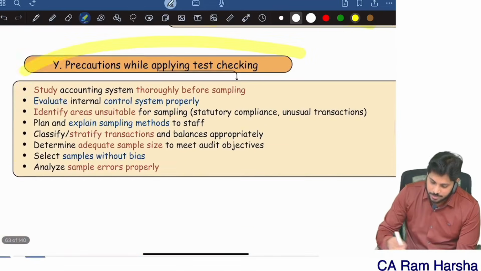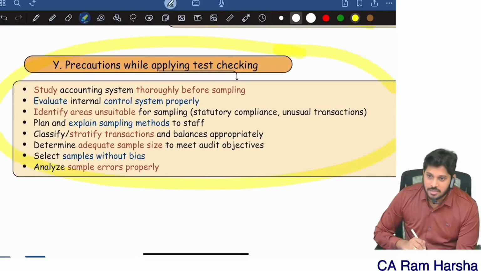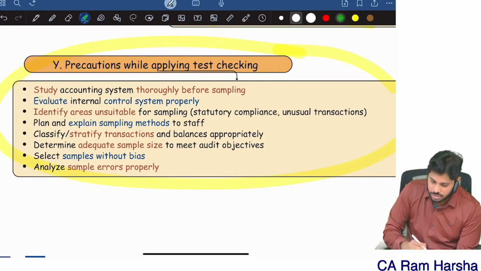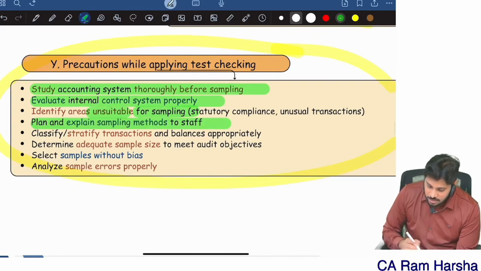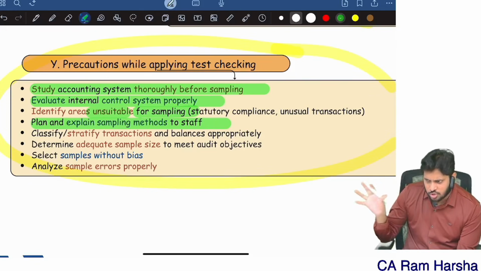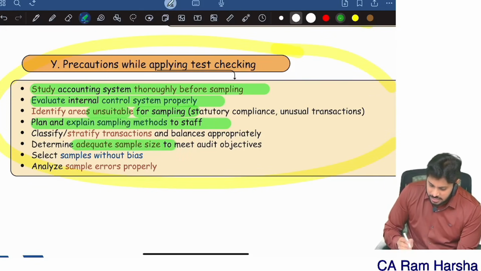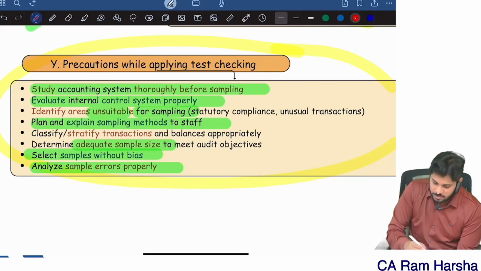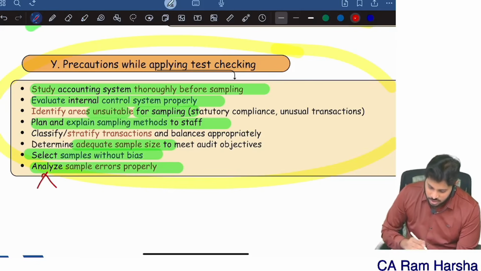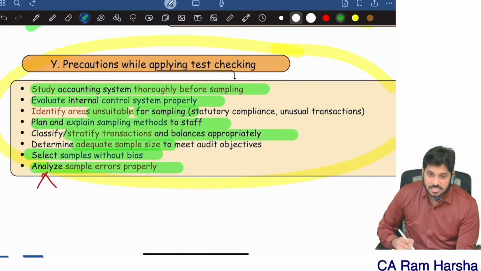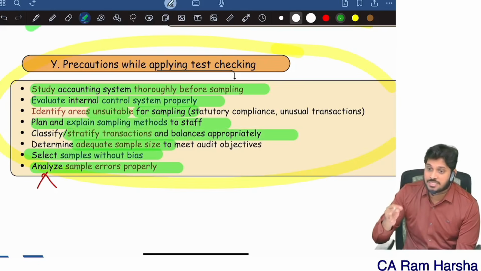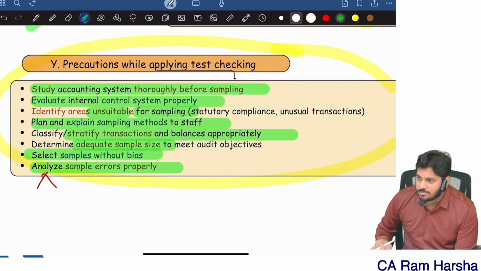And there are certain precautions which I should take when I am performing test checking. What precautions should I check? Study the accounting system, internal control system, identify areas which are not suitable for sampling, plan and explain methods to the staff. Determine adequate sample size, select items without any bias, analyze the errors correctly. Analyzing means nothing but anomaly, non-anomaly, all that. Yes or no? Stratify the transactions and balances appropriately so that you will get a representative sample.